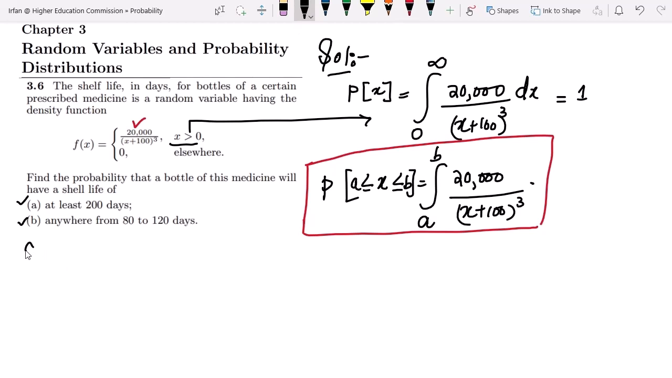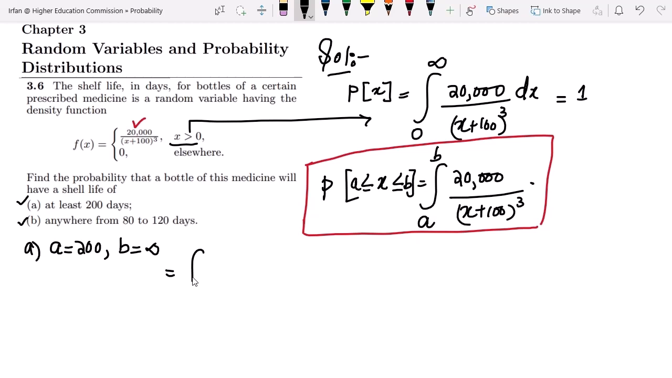So therefore in part A the values are given here, and in this type of values, the value of A is, as we can see, that this must be at least 200 days. So at least 200 days means A is 200 and B is infinity, which ranges from 200 to infinity. So let me write these values here.